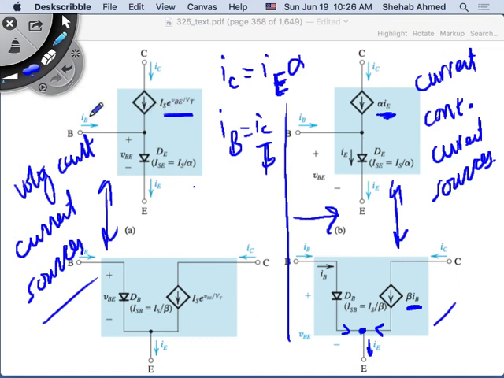All of them are controlled by the base, right? Sorry, this one is voltage controlled. So it's a voltage controlled current source, controlled by VBE. Here, which current is controlling? It's the emitter current that is controlling the current source. And the emitter current, I can control by VBE. Remember, because the emitter current is due to the diffusion.